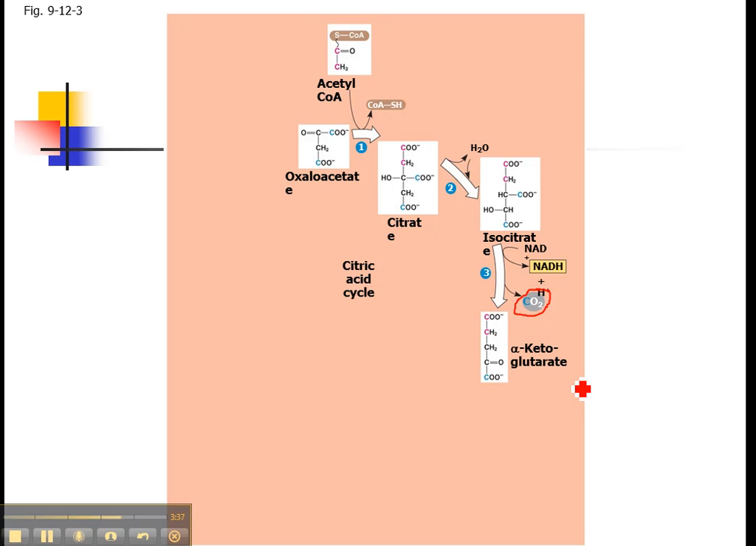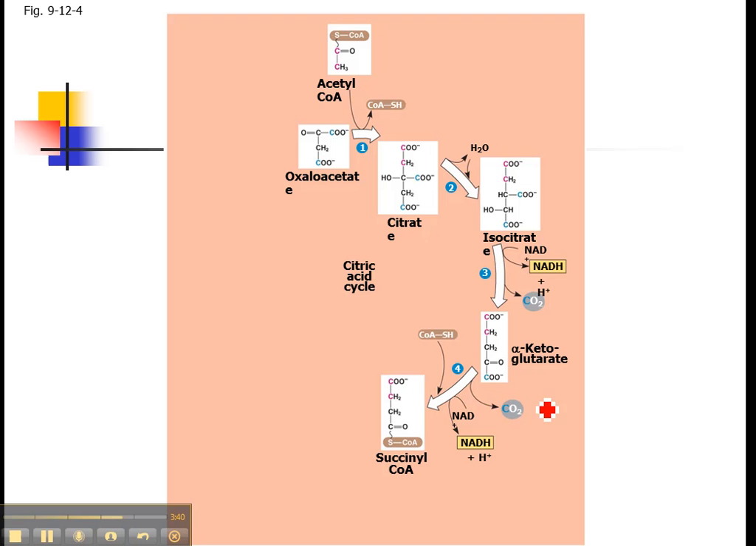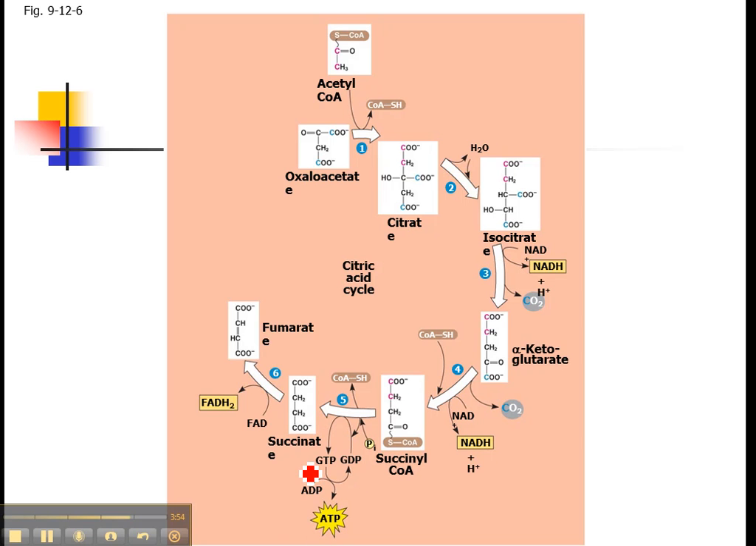Change the name. Do it again. I lost another carbon. I'm down to 4 carbons. Change the name. Also at the same time, I'm making my NADHs. I made an ATP right here. And rearrange, new name. Rearrange, new name, made a FADH2. Rearrange, new name, added some water in. I got another NADH. So this is the Krebs cycle.